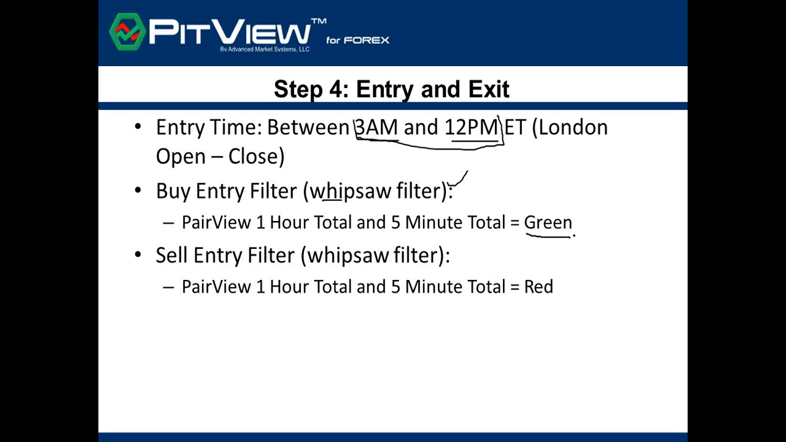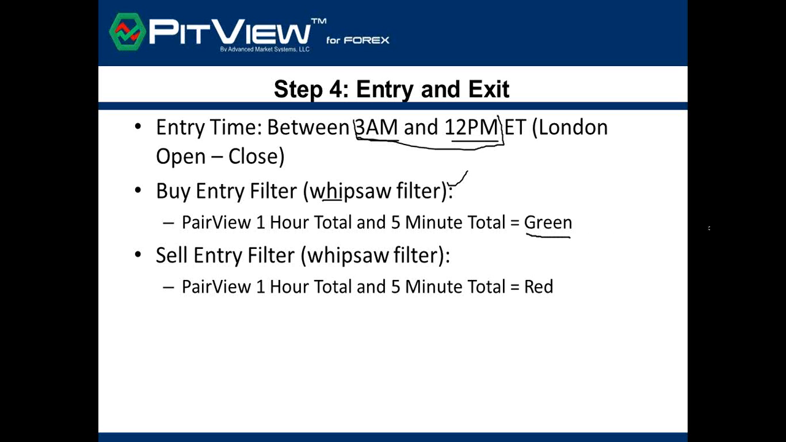And yes, it can be as simple as just being green or red, essentially. What that means is, in order for me to get a buy entry, the imbalance on the pair that I'm trading has to favor the execution that I get. So the 1 hour total, I look at that, and the 5 minute total, since I'm using a 5 minute chart, both have to be green. They have to line up as green.